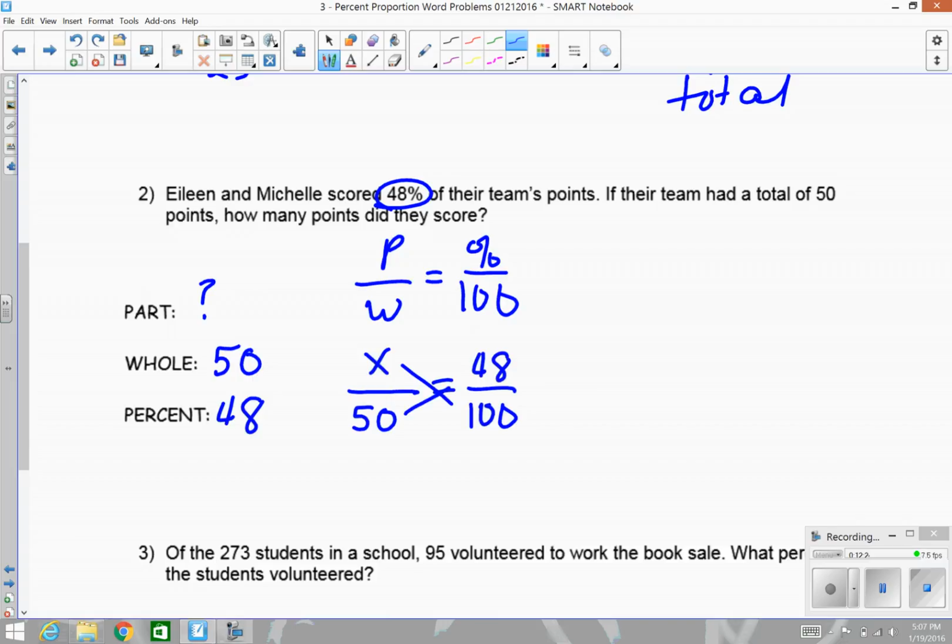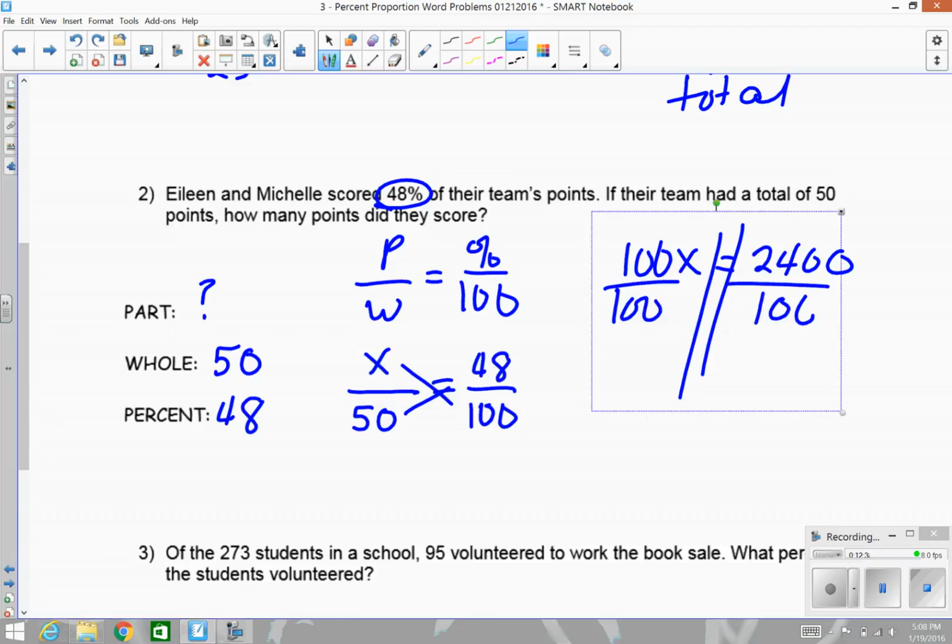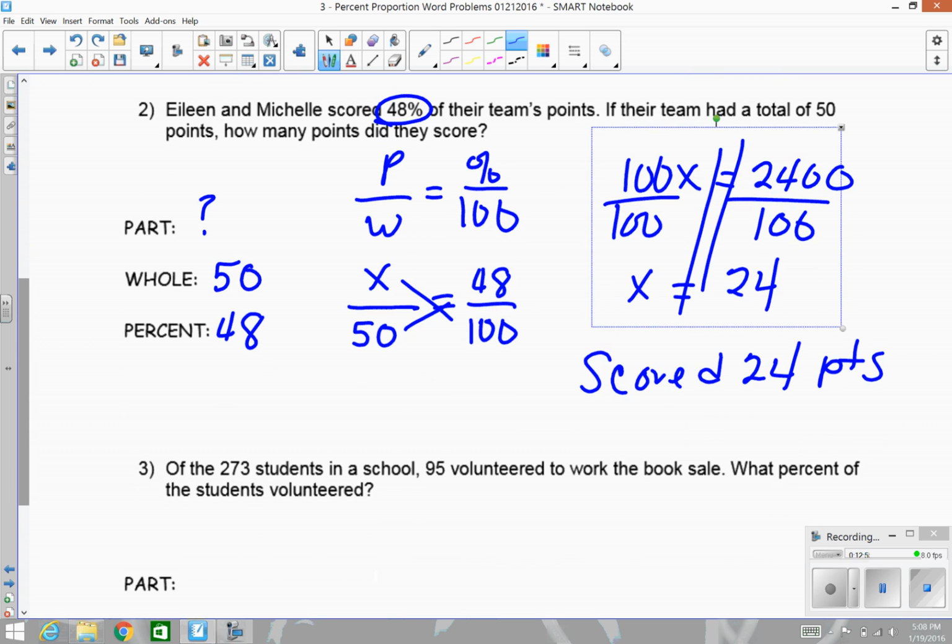Go ahead and cross multiply. We have 100x equals 2,400. 2,400 divide by 100. And x equals 24. Okay, so together, Eileen and Michelle scored 24 of the 50 points. Check and correct your work. And then we'll do number 3.